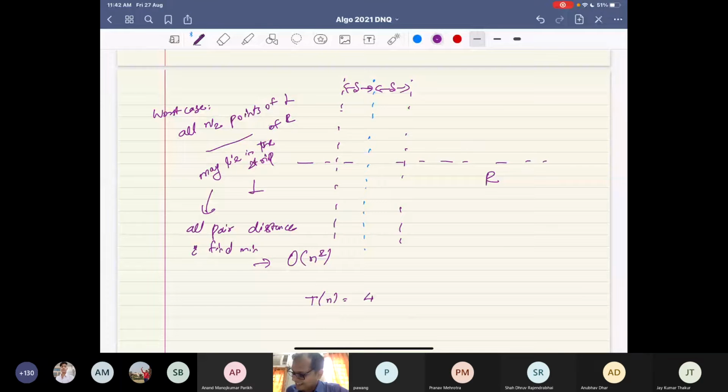4 times T(n/2). It becomes T(n) as 4T(n/2), right, plus something, maybe order n, and you will get to order n square again. Yes, sir. Good try.